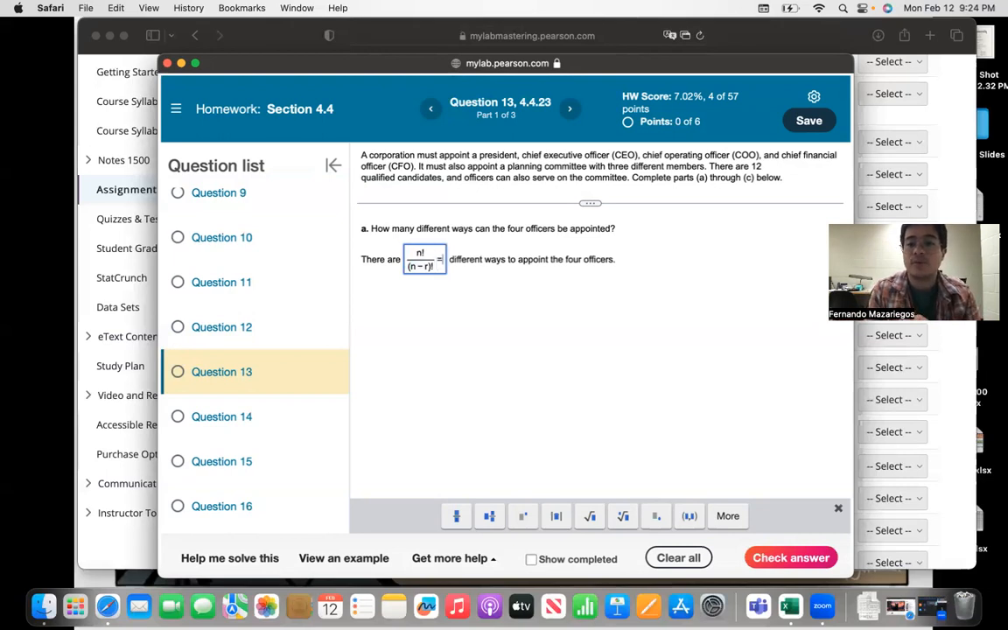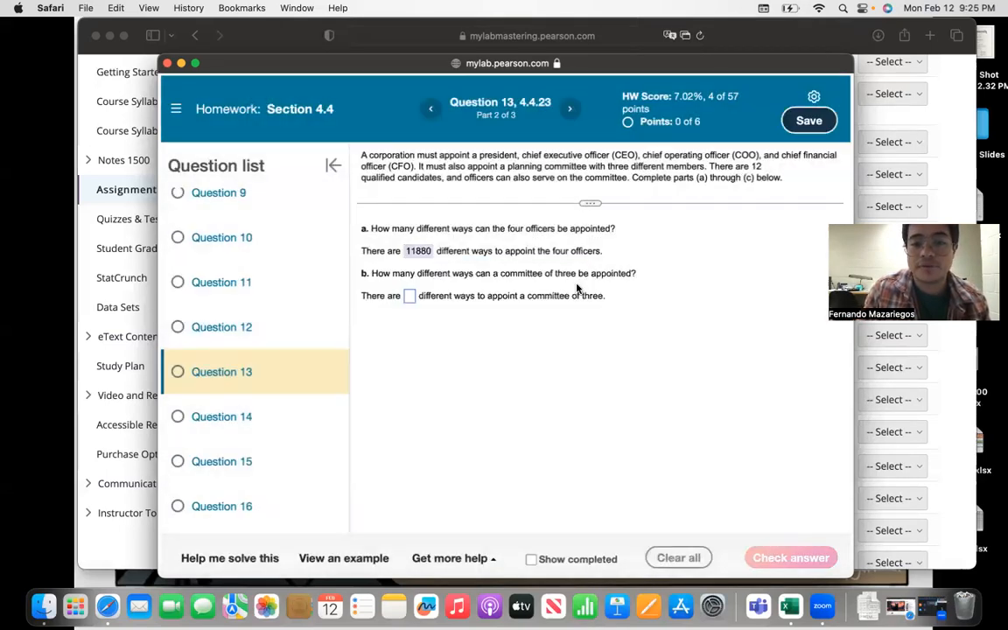In this case, we are selecting from 12 possible candidates, and we are selecting 4 of those. So this is 11,880 ways to appoint the 4 officers.